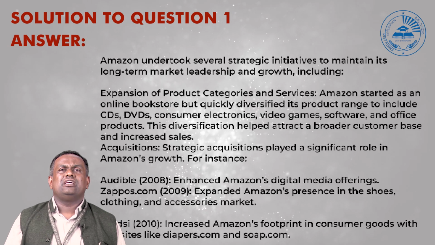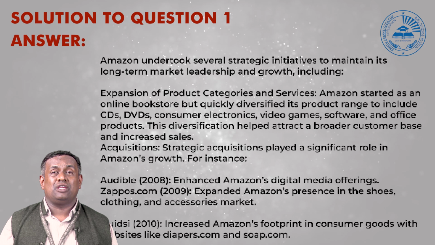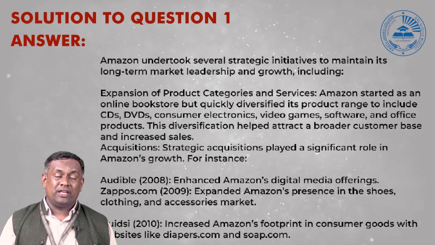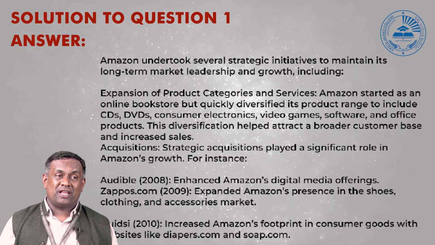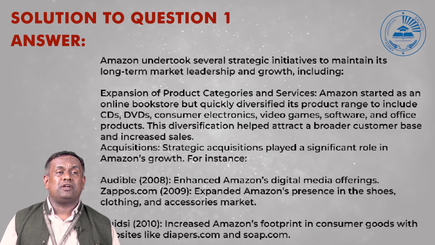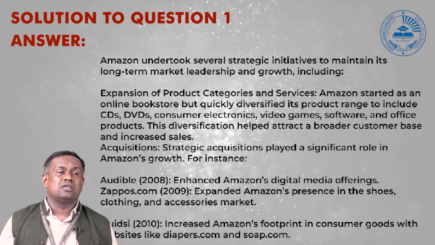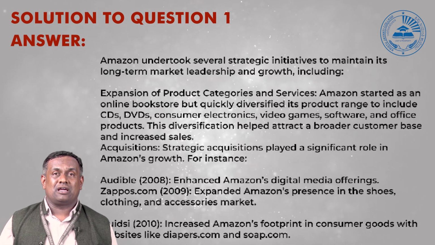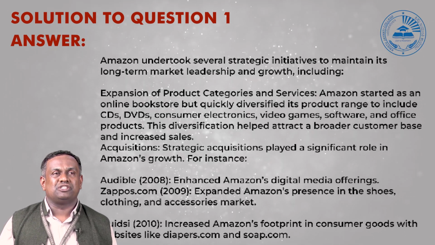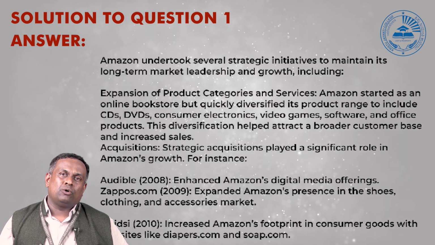Then they started acquisitions. They started acquiring different companies and organizations in businesses where Amazon wanted to grow, such as Audible in 2008, Zappos in 2009, and Quidsi in 2010. Can you see there are different segments? Audible is for digital media offerings. The second is the presence in shoes. The third is footwear and similar categories, a major acquisition in 2010.